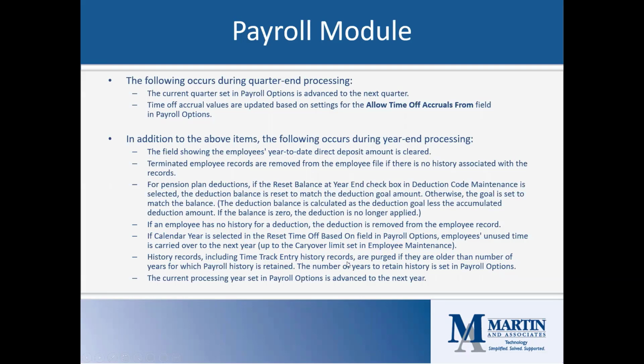Again, back to their history and number of years and months to retain. And then the current processing year is advanced to the next year, and the quarter is set to 1. Okay. Just like we talked about 1099s for AP, for payroll, you have your W-2s. You can also run them through Atrix as well.